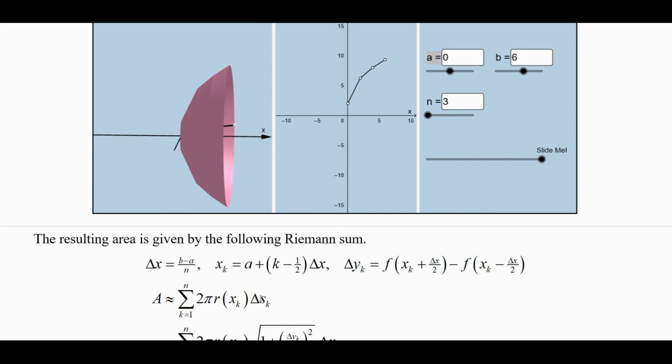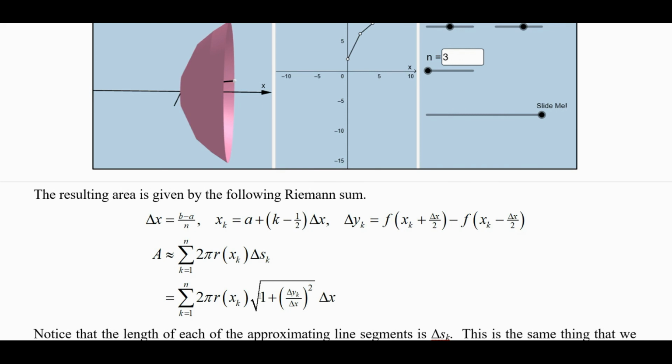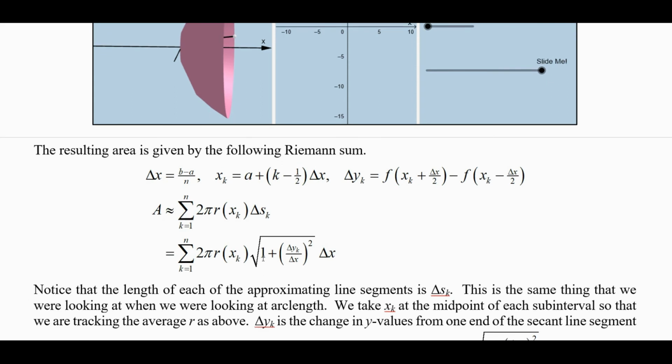Well, wait a minute. Delta s sub k is the square root of 1 plus delta y sub k over delta x squared, and then square root, and then delta x. That's exactly what we did back when we were doing arc length. So review that video if you want to remember how we did all that. It's basically just the Pythagorean theorem.